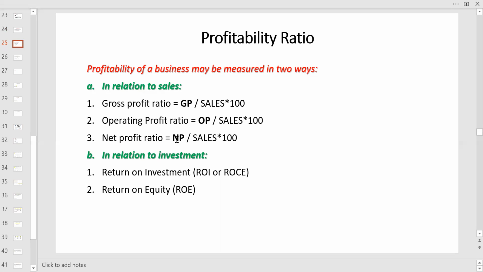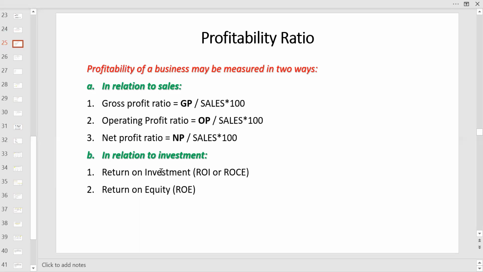अगर आपको रेशियोज में चाहिए, यू विल मल्टीप्लाई विद 100. नहीं भी मल्टीप्लाई 100 करते हैं, यू विल गेट आंसर इन डेसिमल. दैट इज ऑल्सो ओके. सेकेंड वे, एज आई सेड, इज इन रिलेशन टू इन्वेस्टमेंट. जो आपने पैसा लगाया है कंपनी में, उसके बदले में आपको क्या रिटर्न मिल रहा है. आपने 1 लाख रुपए लगाया है, फॉर एग्जांपल आपको 10% रिटर्न आ रहा है. सो 10% इज द रिटर्न ऑन इन्वेस्टमेंट.